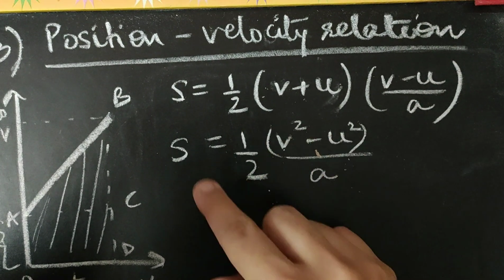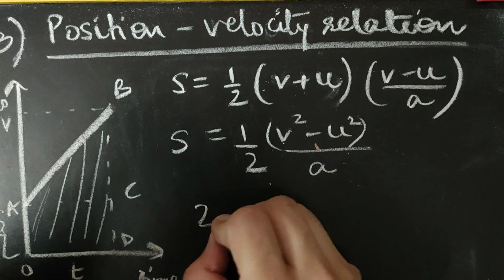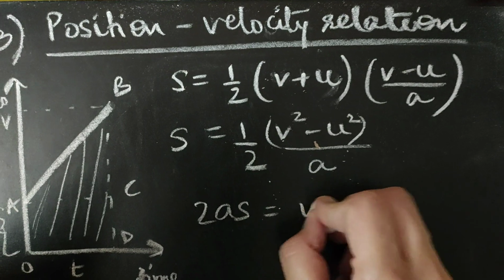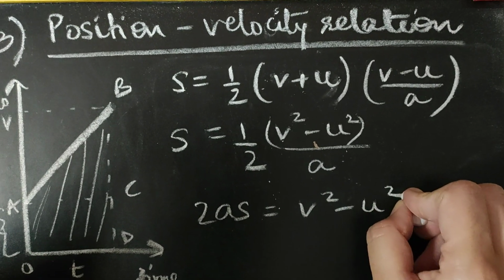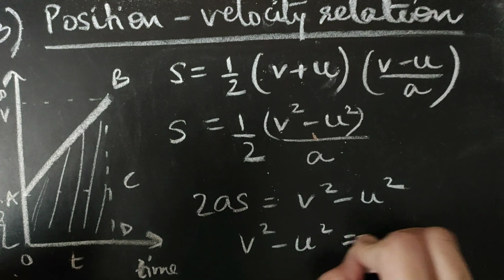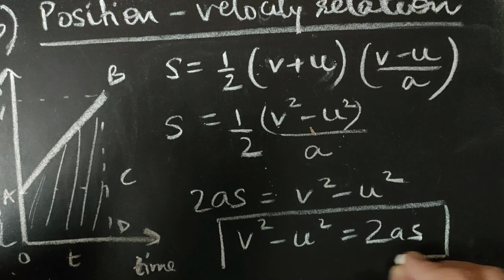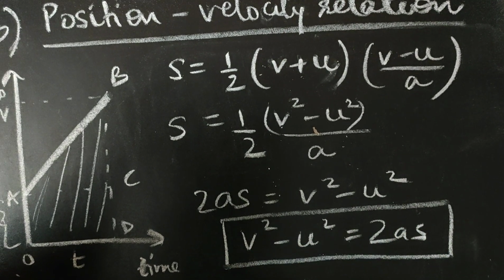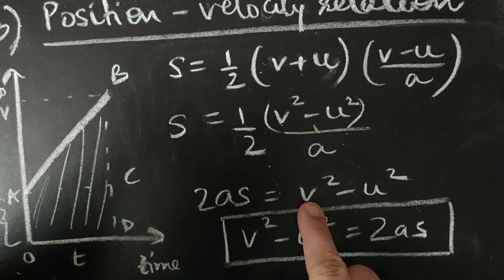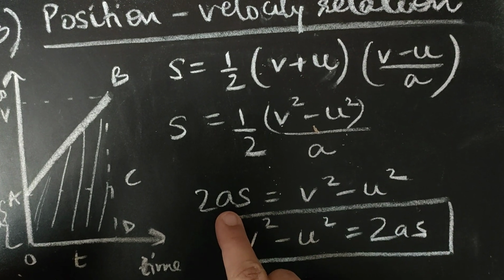Now rearranging these terms, I'll take this 2a on the left hand side here. It becomes 2as is v square minus u square, or I can write it as v square minus u square is 2as, one and the same thing. So this is the position velocity relation. It is relating the position and velocity, the initial and the final velocities with the position.